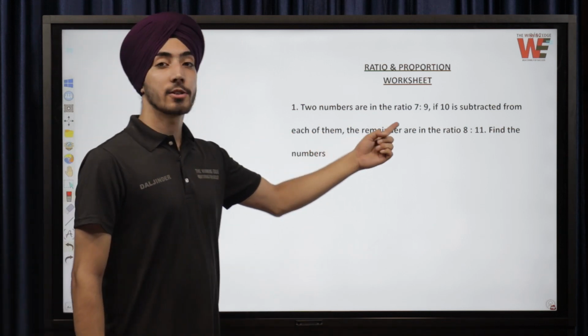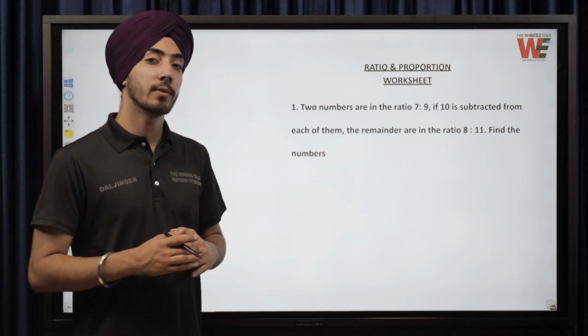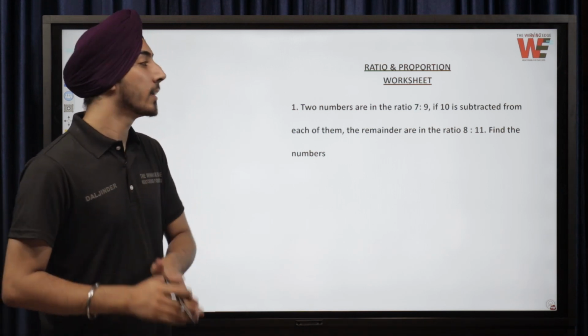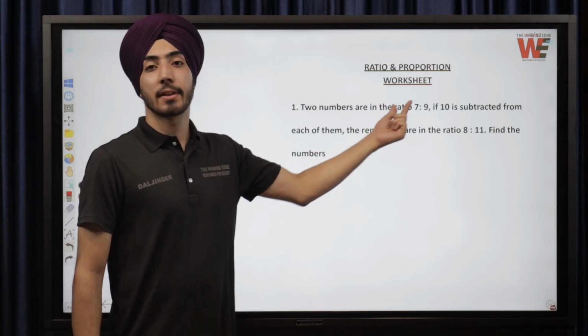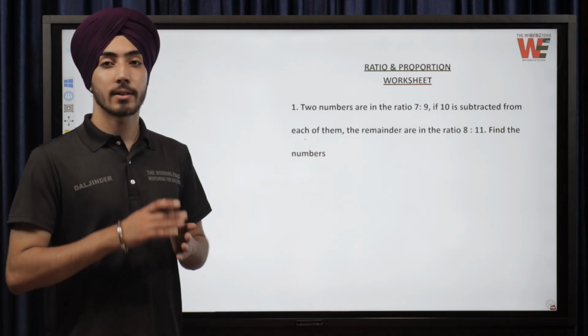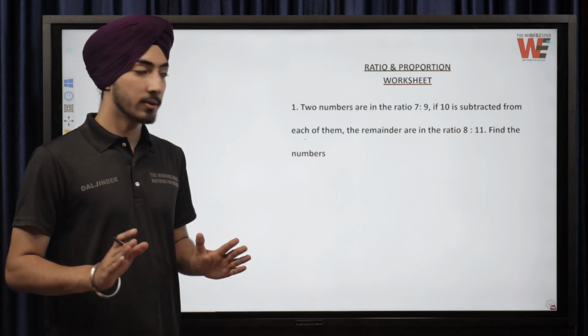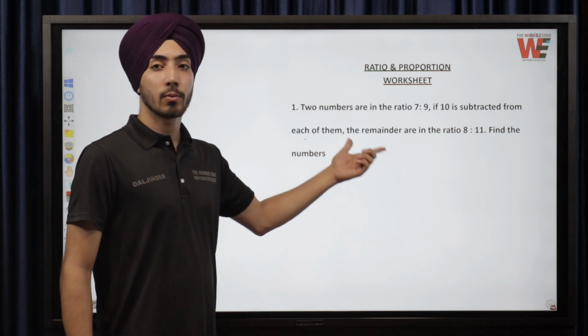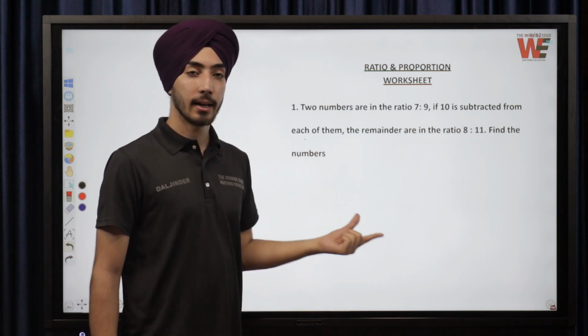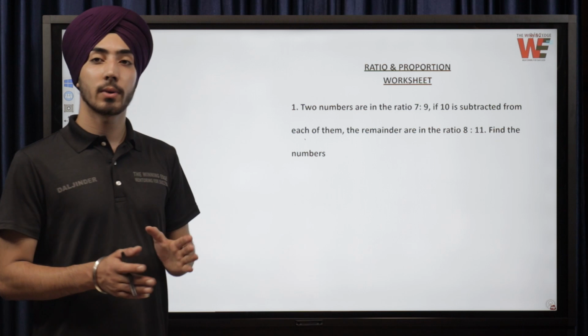Two numbers are in the ratio 7:9. As I already told you, whenever we have numbers or angles in the ratio, you always add x to them. So our numbers will be 7x and 9x. If 10 is subtracted from each one of them, the remainder is in the ratio 8:11, that is 8 by 11. Find the numbers. Very simple question.